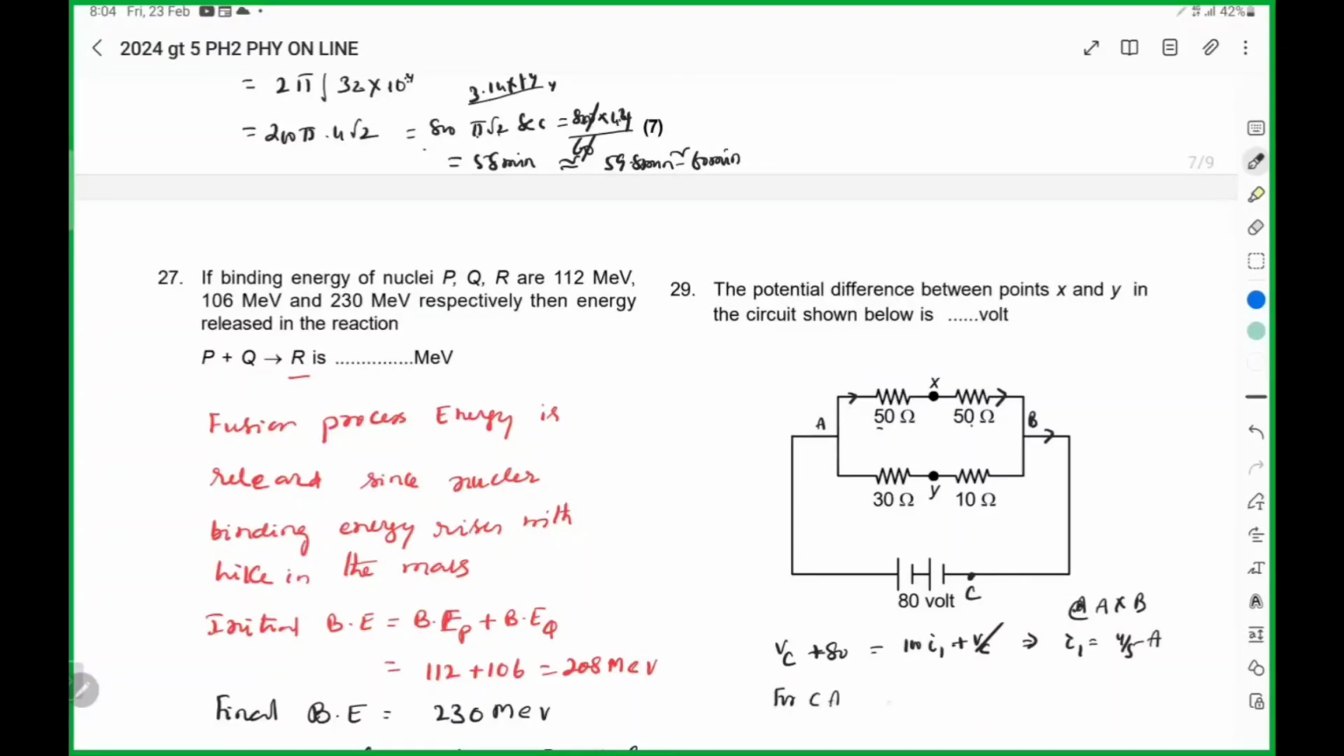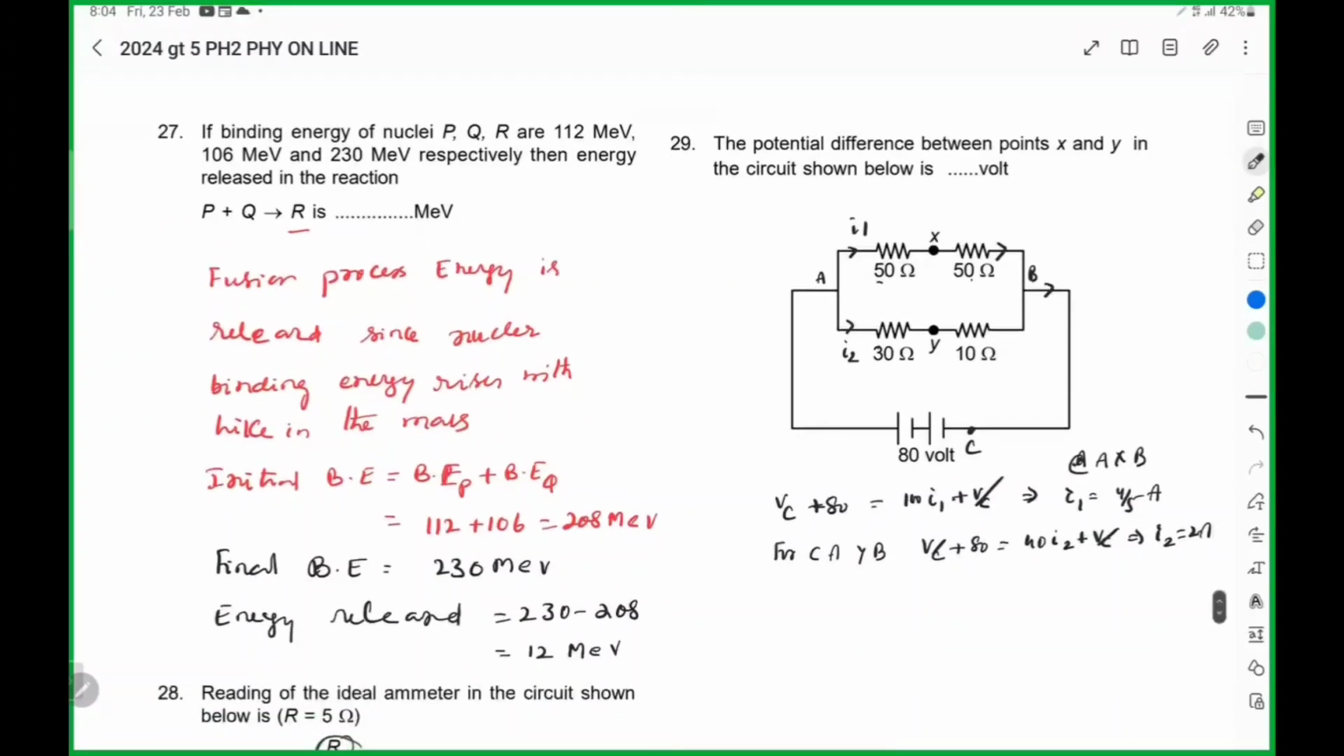For CAYB, so VC plus 80, here I1 current flows through it. When resistors are connected in parallel, current will be distributed: 30 plus 10, 40 I2 plus. So I2 here is 2 amperes.